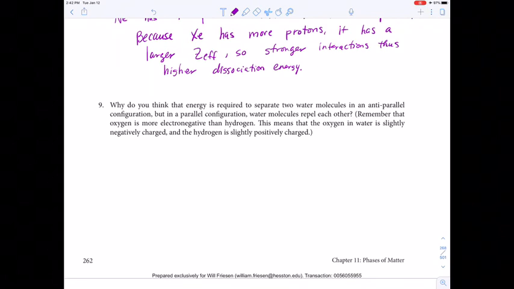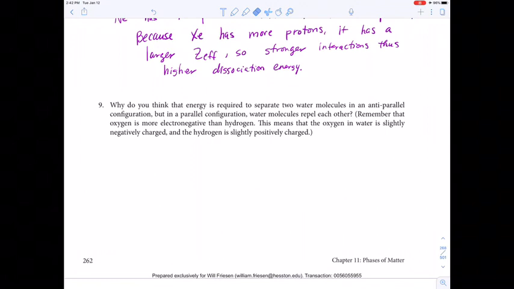Okay, why do you think that energy is required to separate two water molecules in an anti-parallel configuration, but in parallel configuration, water molecules repel each other? So we talked about this already. It has to do with how they're lined up. So this is maybe easier to show in a drawing versus in words.